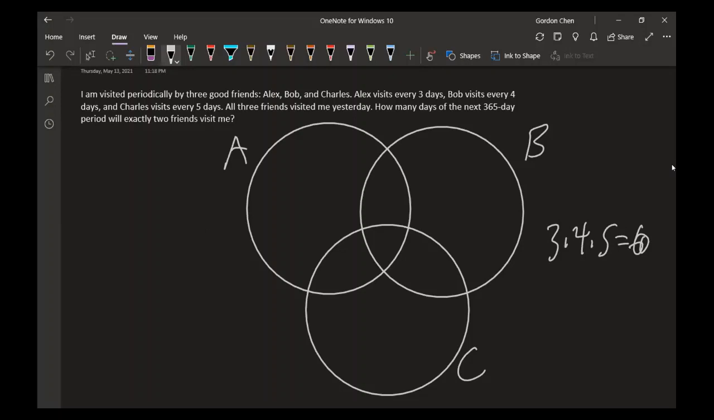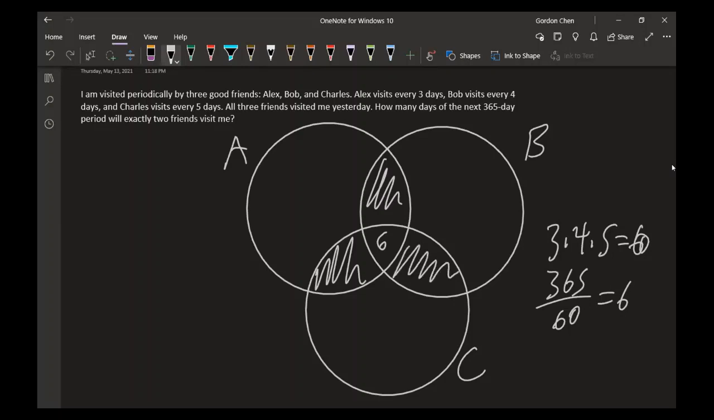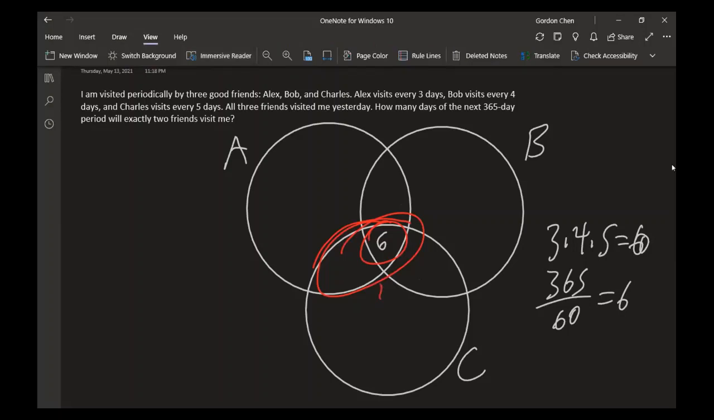And so 365 divided by 60 is 6. So basically in the Venn diagram, what we want is these 3 parts. So what we do is we find this part and then subtract this and do that for all of the remaining.